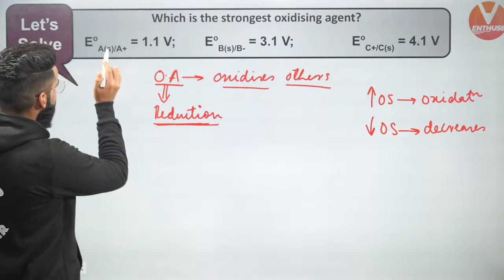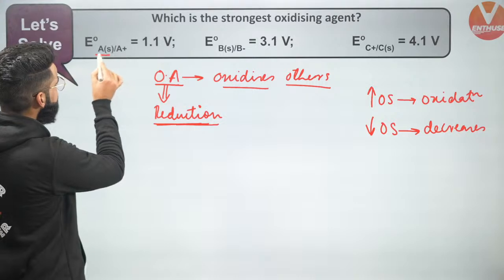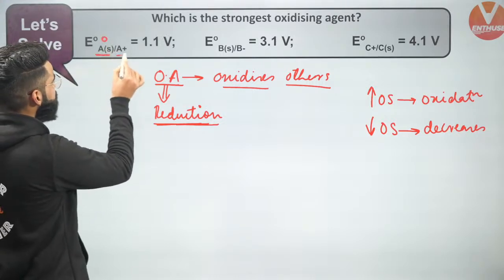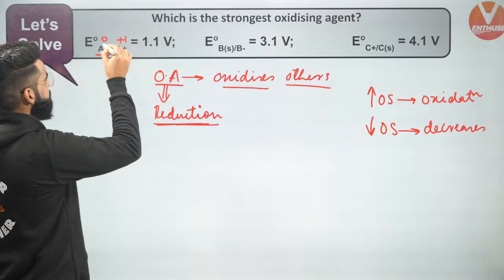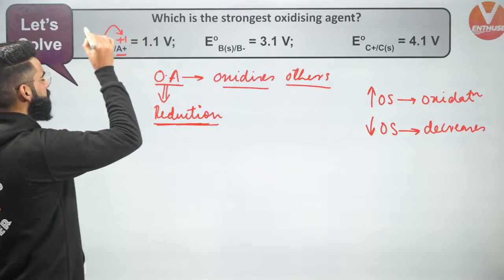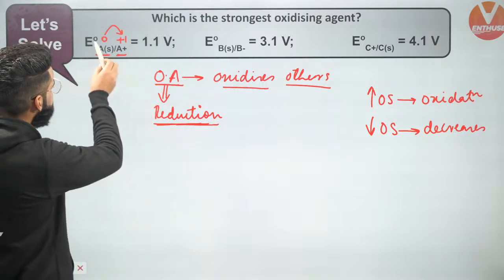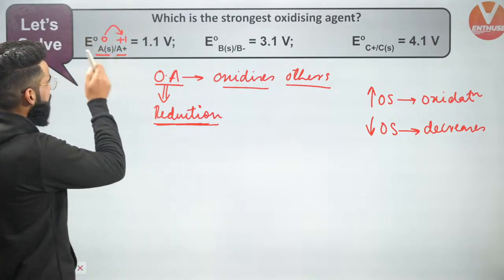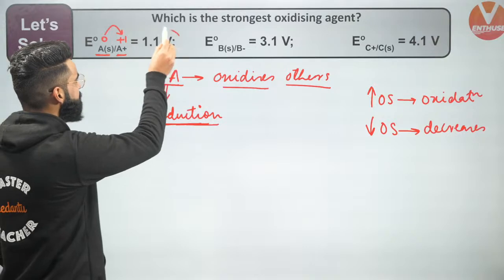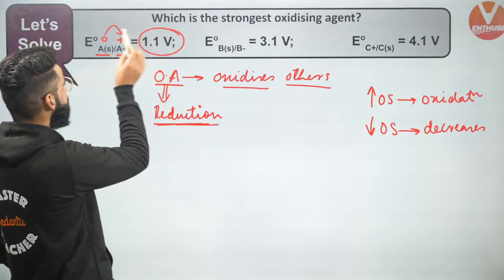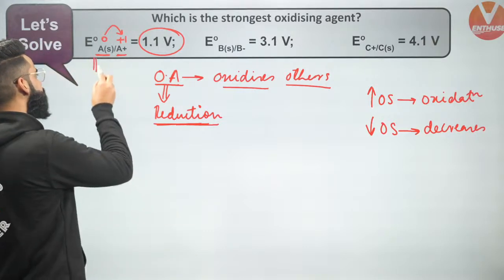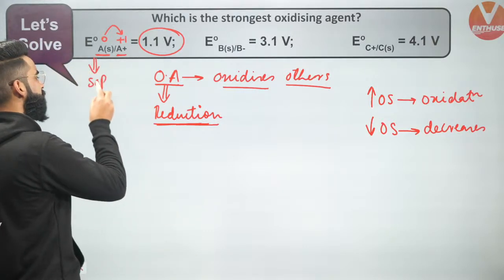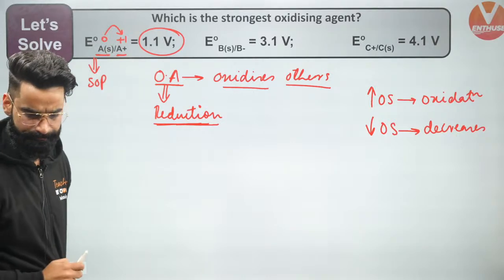See, if I ask you what is the charge present on this A right here, it's going to be 0. What is the charge present on this A right here? It's +1. Can I say the oxidation state of A is increasing from 0 to +1? If the oxidation state of A is increasing, A is undergoing oxidation. So I can simply say this is the standard oxidation potential of electrode A. So I got to know one thing: this is the standard oxidation potential value of electrode A right here.